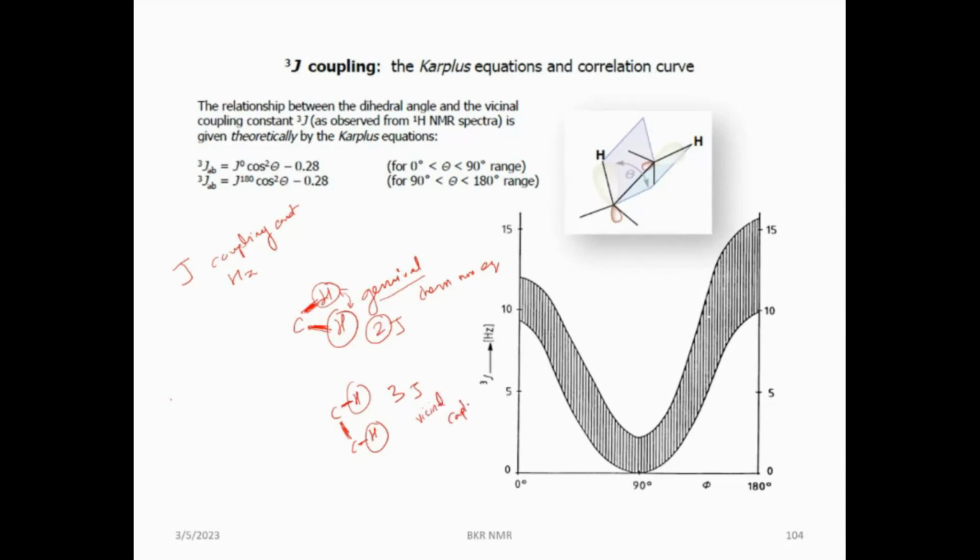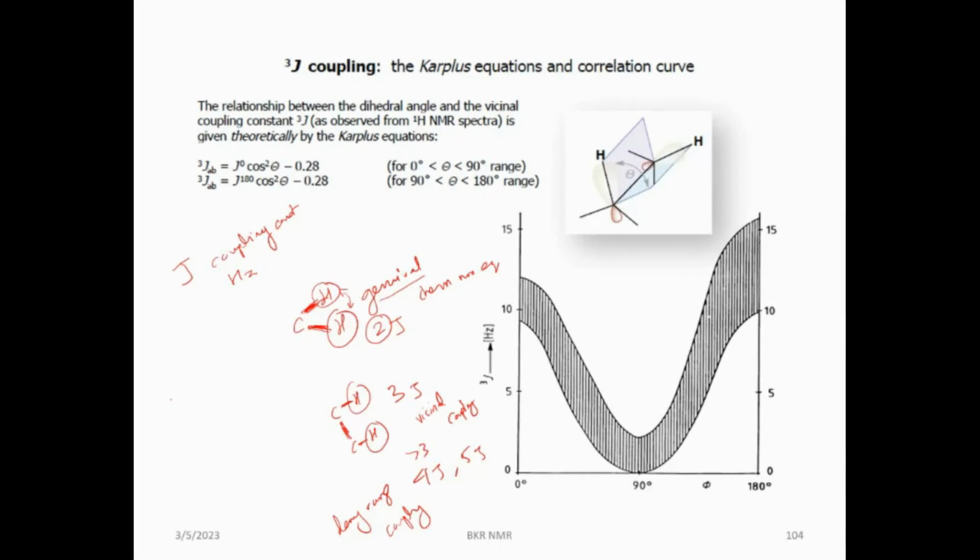If you have more than 3 bonds, that is known as 4J, 5J. Greater than 3 is long range coupling. So you have geminal coupling, 2J coupling, vicinal coupling, 3J coupling, and 4J, 5J, 6J, 7J are known as long range coupling.